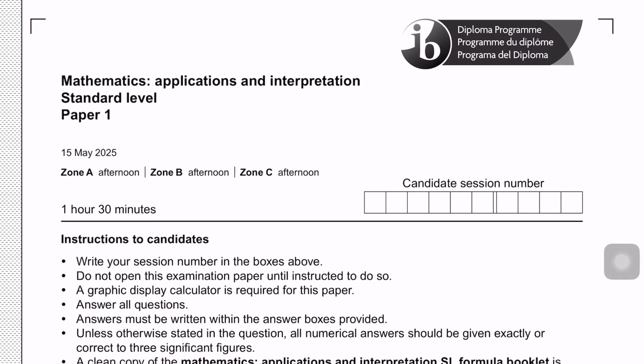This is May 2025, paper 1, and this is time zone 1. Let's have a look and see what we can do.